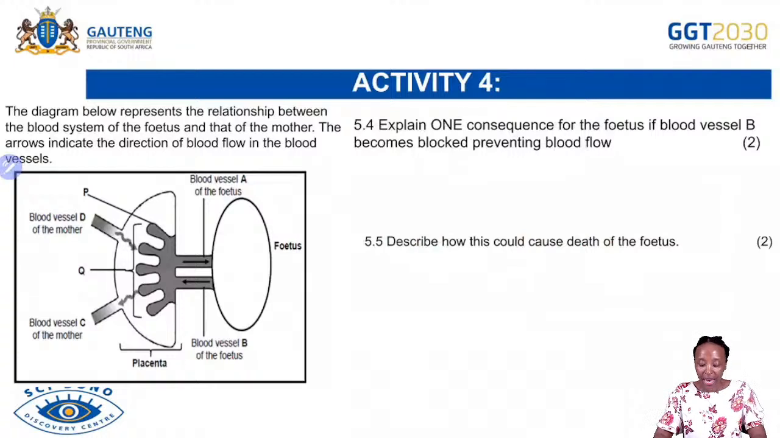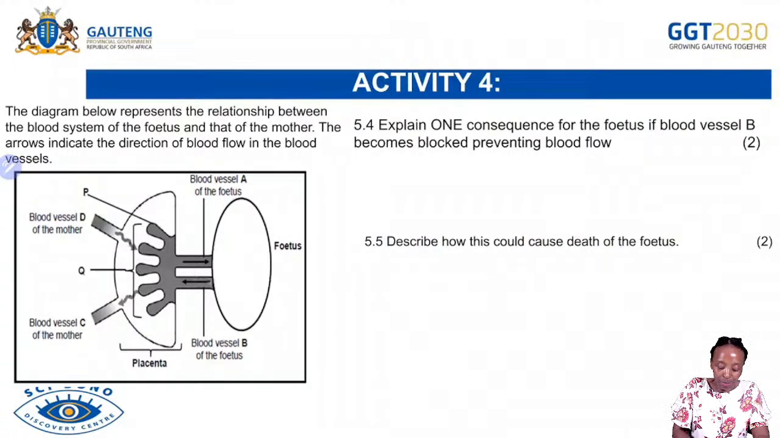5.4. Explain one consequence for the fetus if blood vessel B becomes blocked, preventing blood flow. So blood vessel B is the umbilical artery carrying carbon dioxide, carrying waste products away from the fetus back to the mother. So if it becomes blocked, remember the cause and the effect. If it becomes blocked, what will it cause? It will cause the accumulation of the waste product and carbon dioxide. There will be a buildup of carbon dioxide and waste products that cannot be transported out of the fetus.